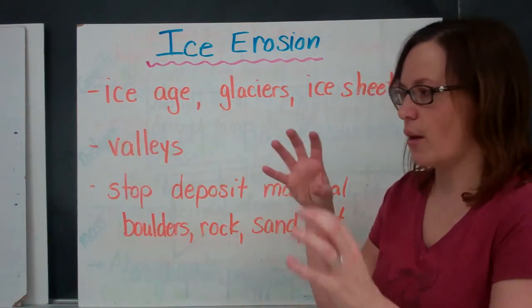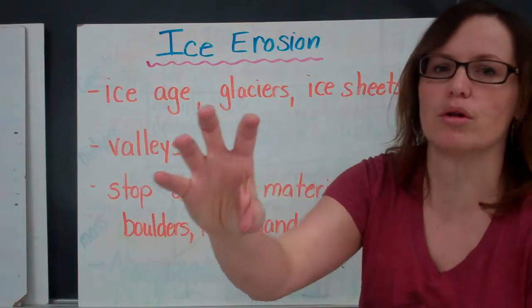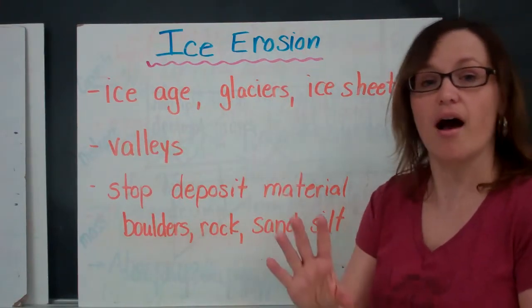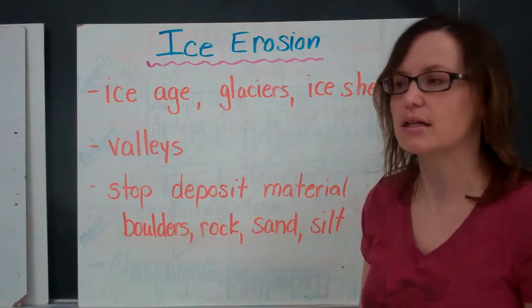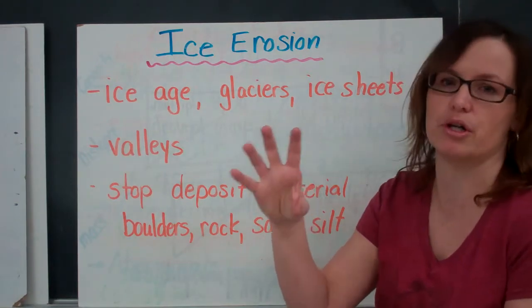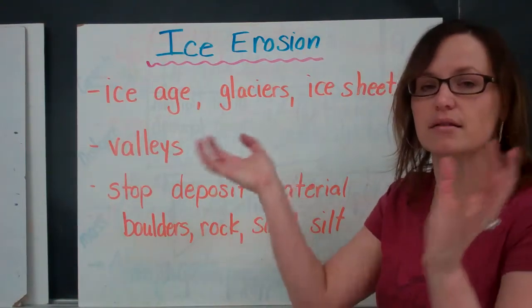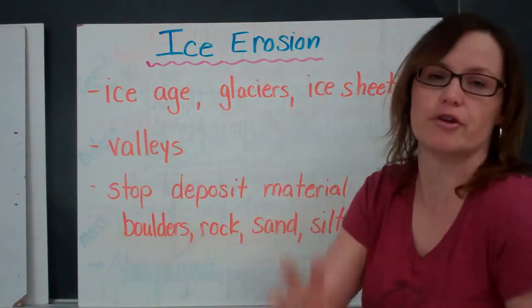And as they were pushing, anything that was in their way would kind of fold up and roll along ahead of it. So when it would stop and ultimately melt, like in Norway in the fjords, it would deposit whatever material it had pushed along with it. So boulders, rock, sand, and silt that had collected along the way would end up wherever the glacier stopped.